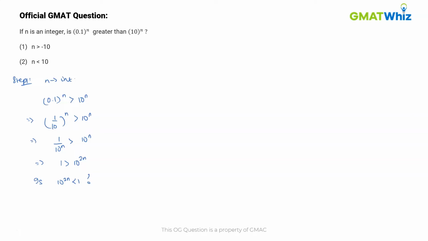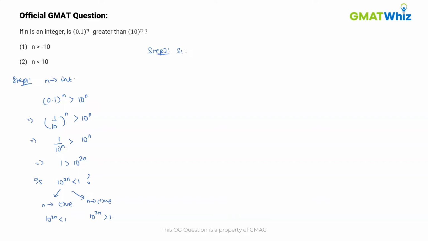Now this can only happen when the value of n is negative. When the value of n is negative, then we can get 10 to the power 2n to be less than 1. If n is positive, then 10 to the power 2n will be greater than 1. So we now move on to check the sufficiency of statement 1.